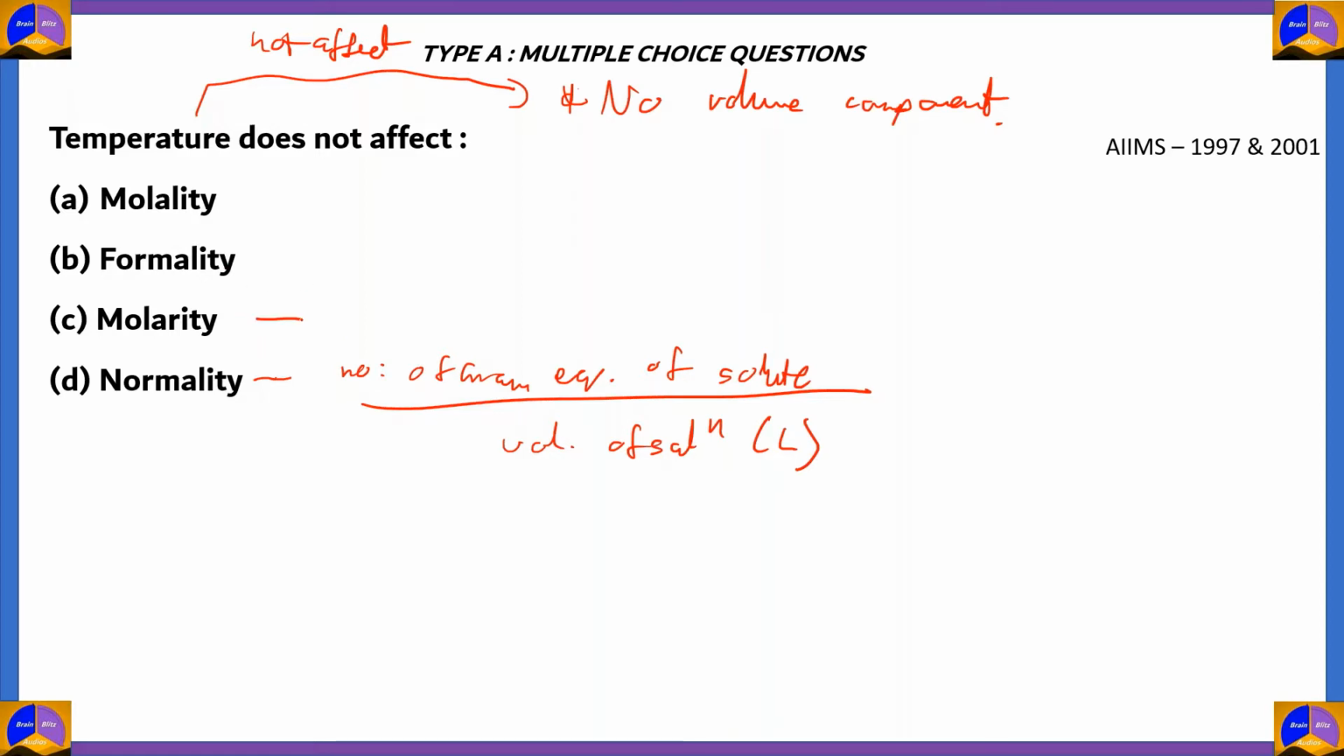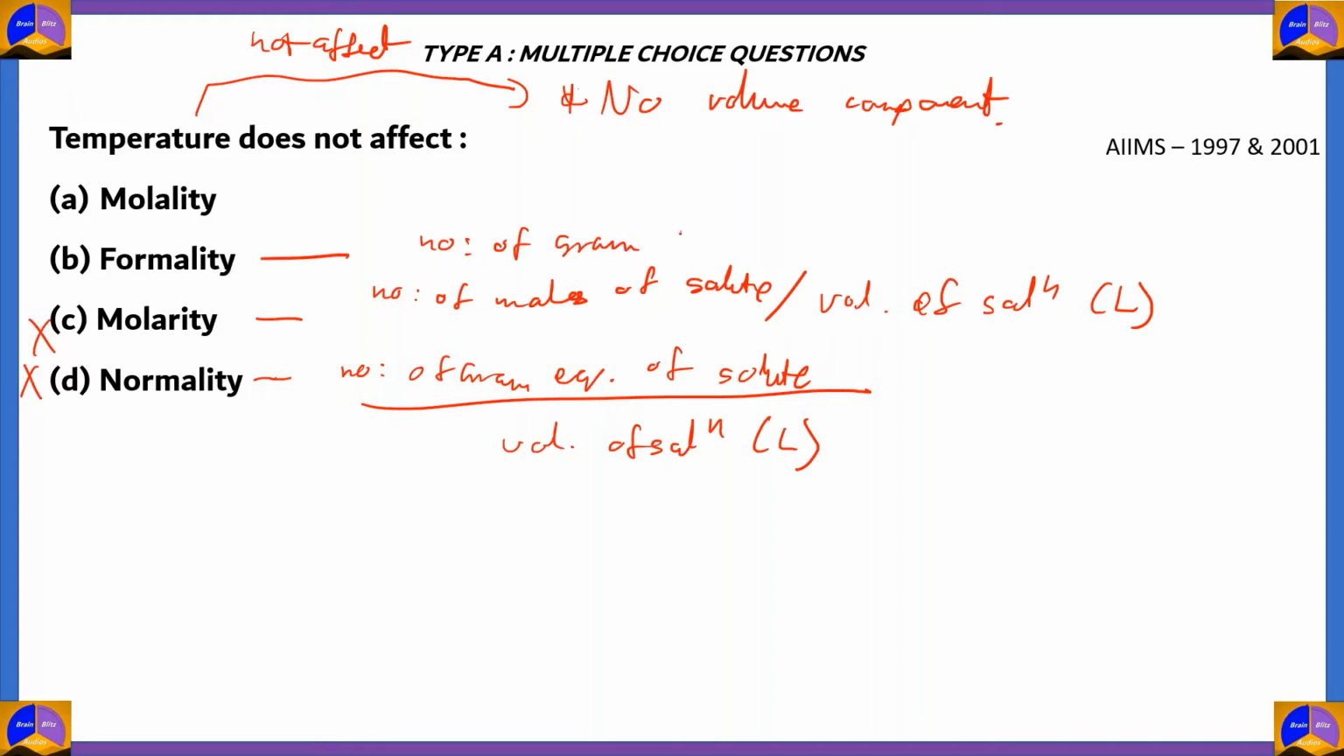It's a similar story for molarity. Molarity is number of moles of solute divided by volume of solution in liters. So options D and C are incorrect. What about option B, formality? Formality is the number of gram formula masses divided by volume of solution in liters. So again, that is dependent on temperature, so option B is incorrect.